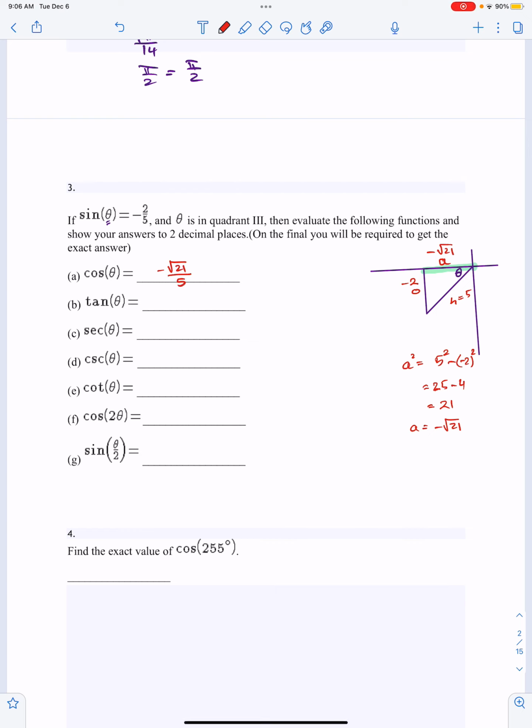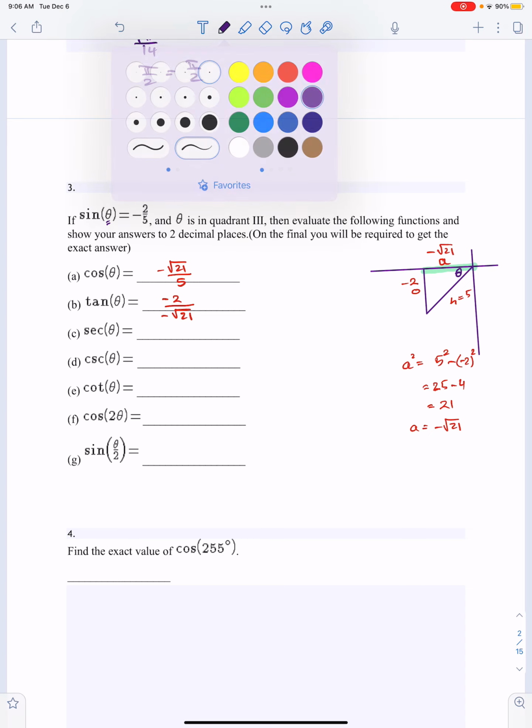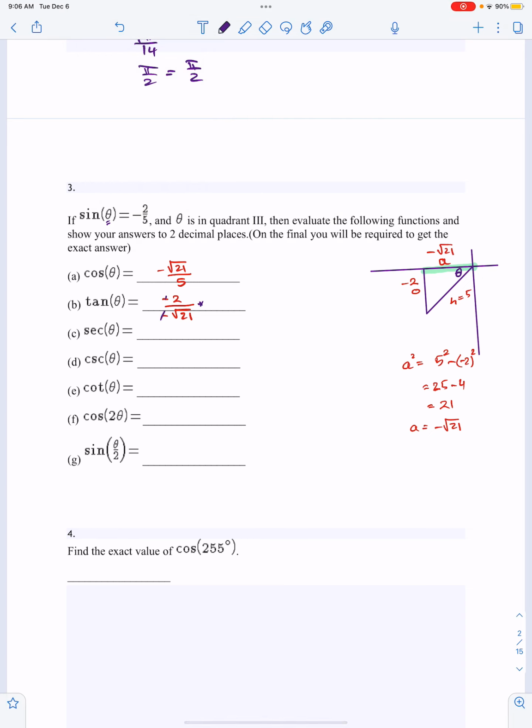Tangent is opposite over adjacent, so this is negative 2 over negative square root of 21. First, we're going to cancel the negatives, and then we're going to multiply by square root of 21 and divide by square root of 21. We will get 2 square root of 21 over 21. We like to rationalize because we don't like radicals in the denominator.